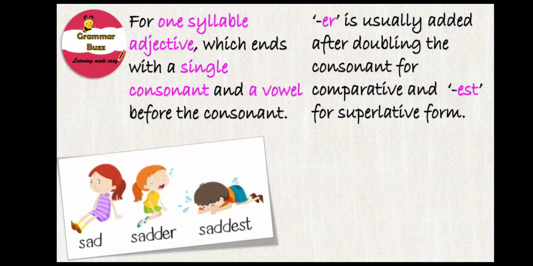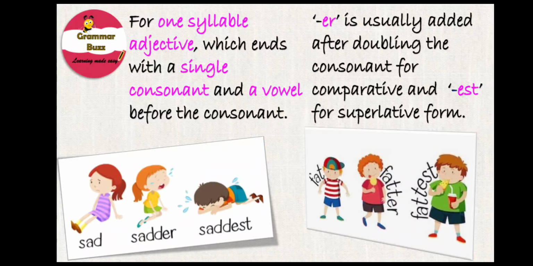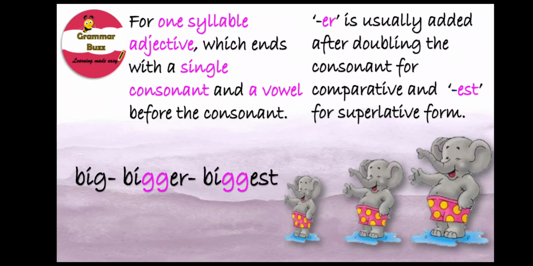Take a look at the next example, that is fat. In this example too, the consonant is T, which is doubled, and then we add an ER to form the comparative degree fatter and an EST to form the superlative degree fattest. Have a look at a few more examples of one-syllable adjectives following the same rule. They are big, bigger, biggest, wet, wetter, wettest.